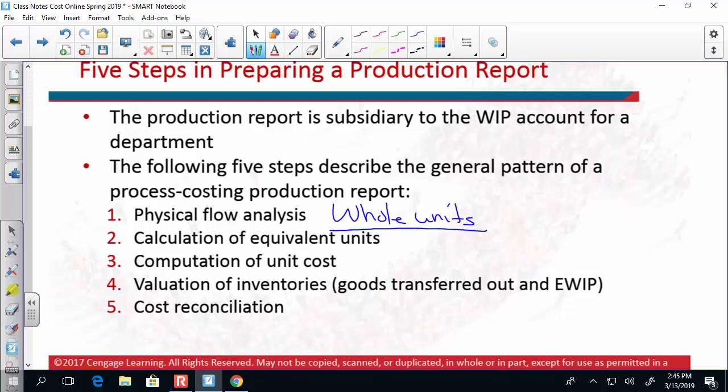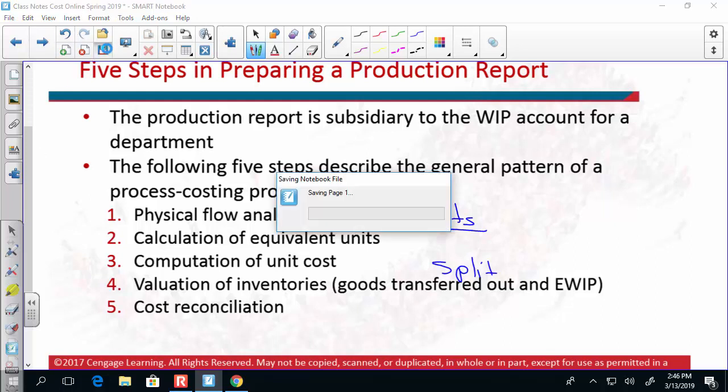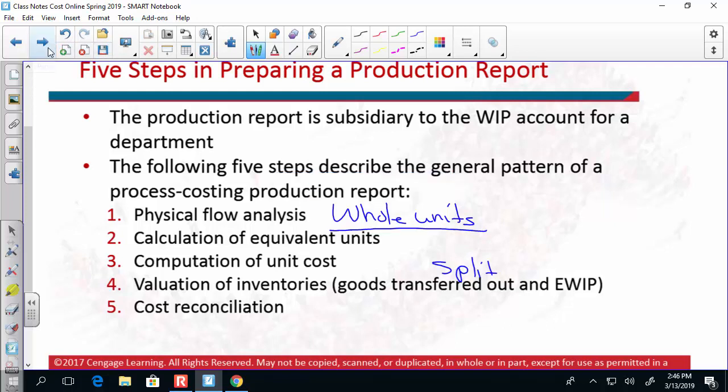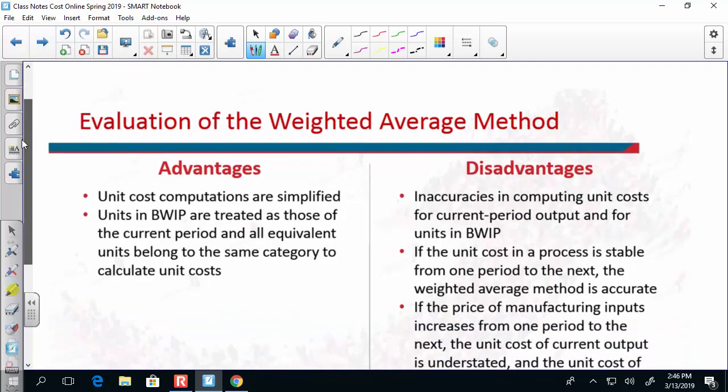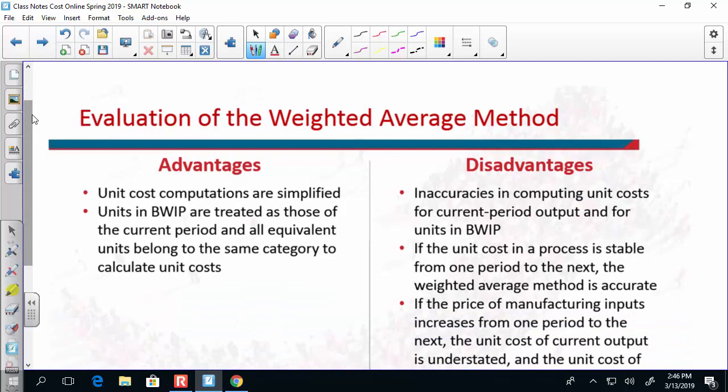Step 3 is the unit cost. Step 4 is the split of that cost between what was transferred out to the next department and what remains. Then we do that reconciliation to make sure we didn't lose any dollars, right, as far as beginning WIP or some other number that we might have not reported correctly. So the book does those 5 steps. And I also just showed here some advantages and disadvantages. You can look at that on your own.